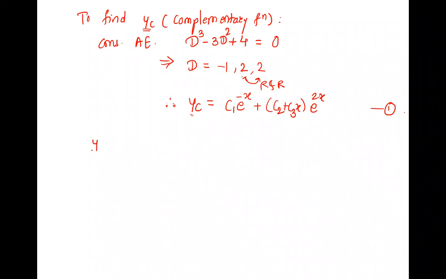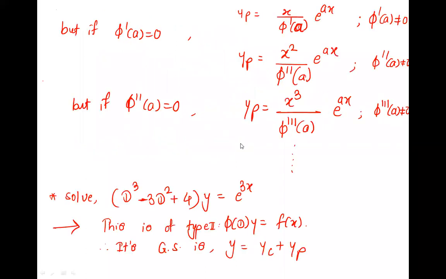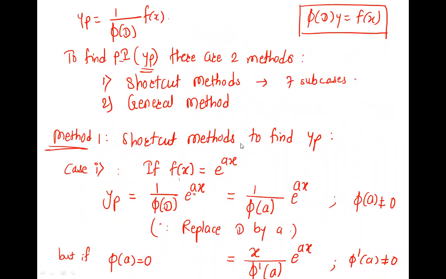Now we have to go to yp. And yp, that is what? Particular integral. No need to write it every time, as it is first I am writing. You can just use the notation yc and yp. Okay. So particular integral is defined as, for this type of equation, 1 upon phi d into f of x.